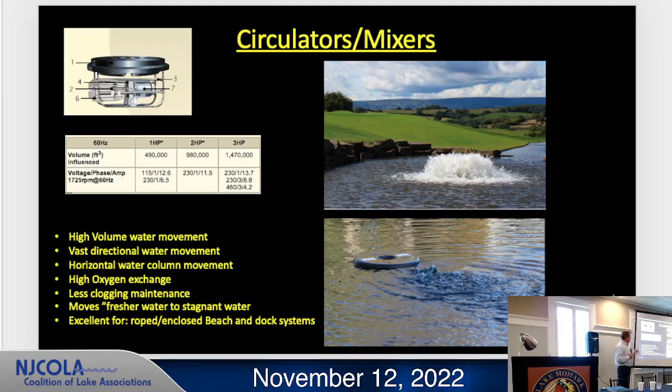Then we're going to talk about moving water. This is Megalith. That's how you move water if you want to really move water without getting things going. A 3 horsepower unit is moving 1.5 million gallons. It's a lot of water. There's roughly 360,000 gallons in an acre-foot of water, so you're moving some good water with these. They move a lot of water, high volume, obviously. This one is shooting it up and just boiling over a lot of water.